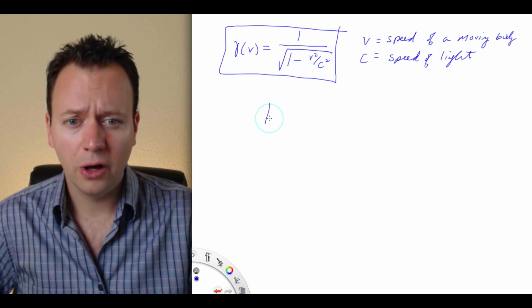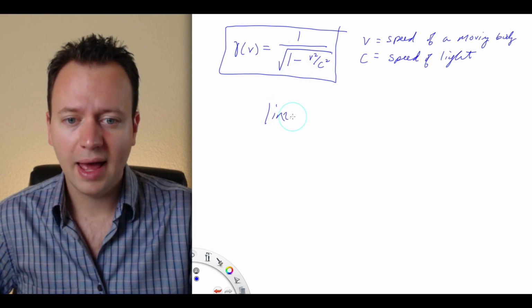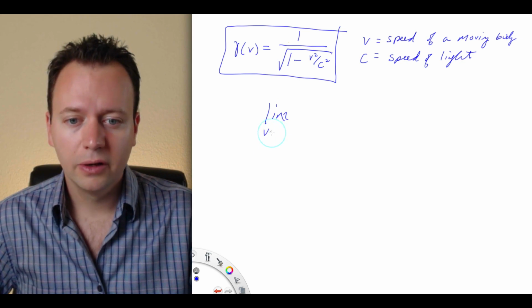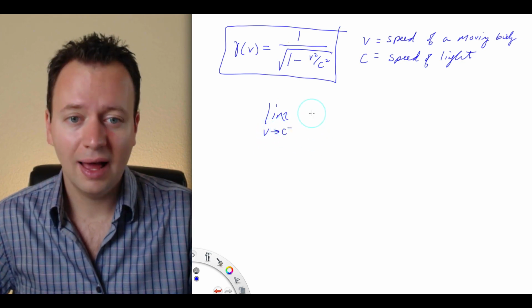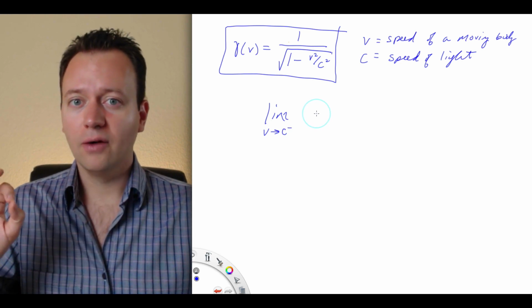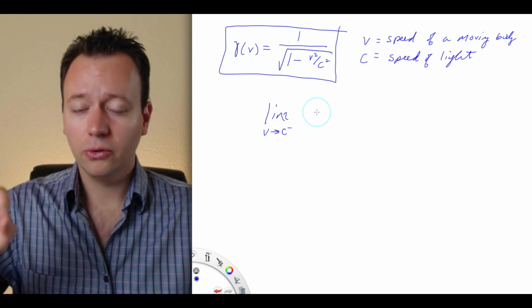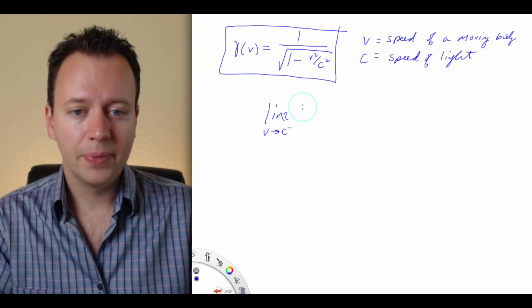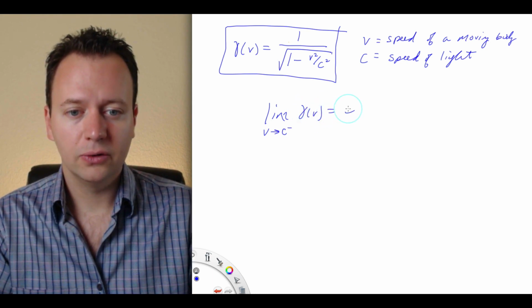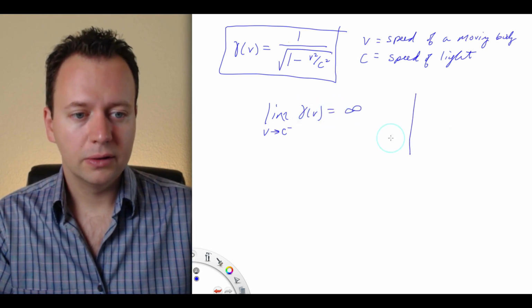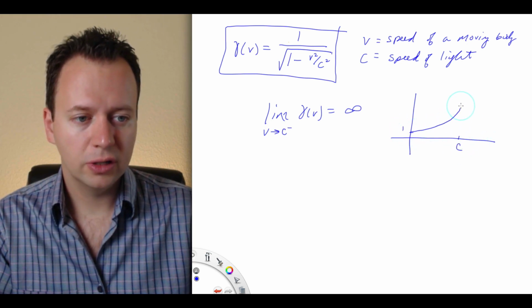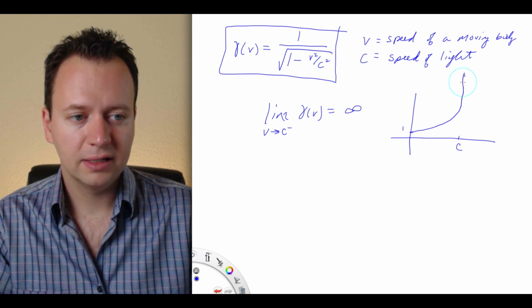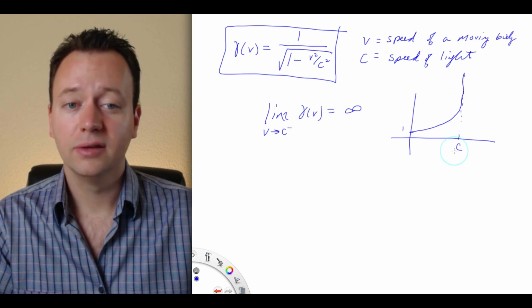Now, first thing we should note is that this function has a vertical asymptote. In other words, the limit as v approaches the speed of light from the left. So if you have a velocity less than the speed of light and you're gradually creeping up to the speed of light, gamma of v is equal to infinity. Right? So this is 1, this is the speed of light, and this function has a vertical asymptote at the speed of light.